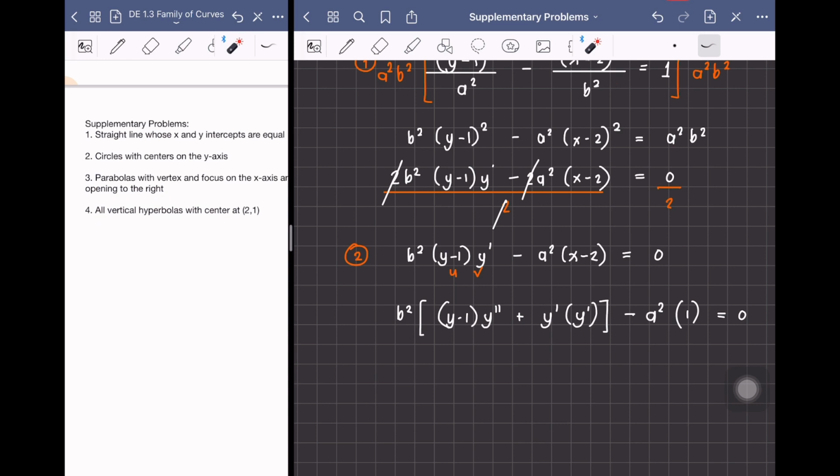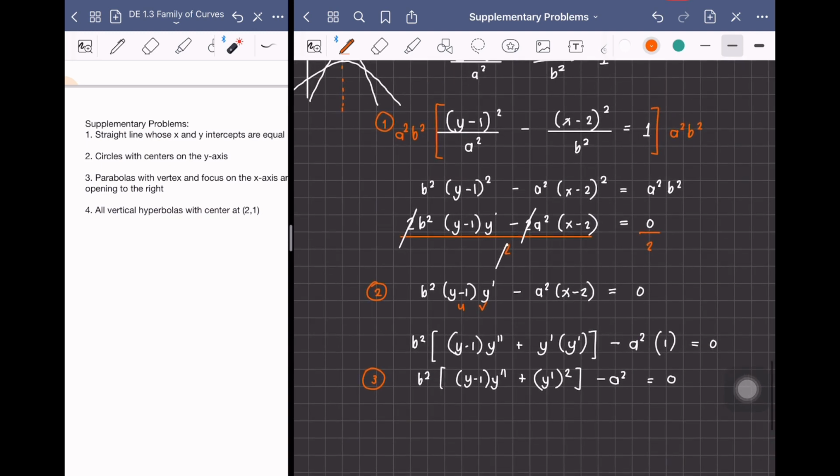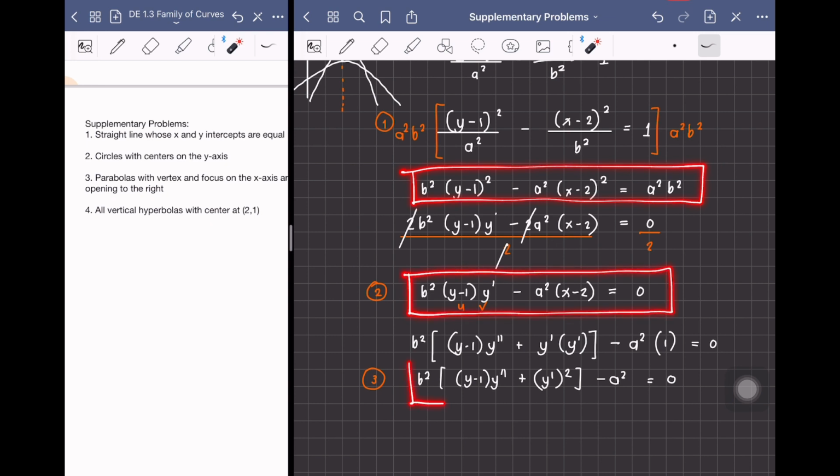So what we'll do here is substitution. But before we do that, let's simplify first. So this will be b squared times y minus 1 y double prime plus y prime squared, minus a squared equal to 0. This will be your third equation. So these are now our 3 equations. We can say that this is the first equation: equation number 1, equation number 2, and then this one will be equation number 3.